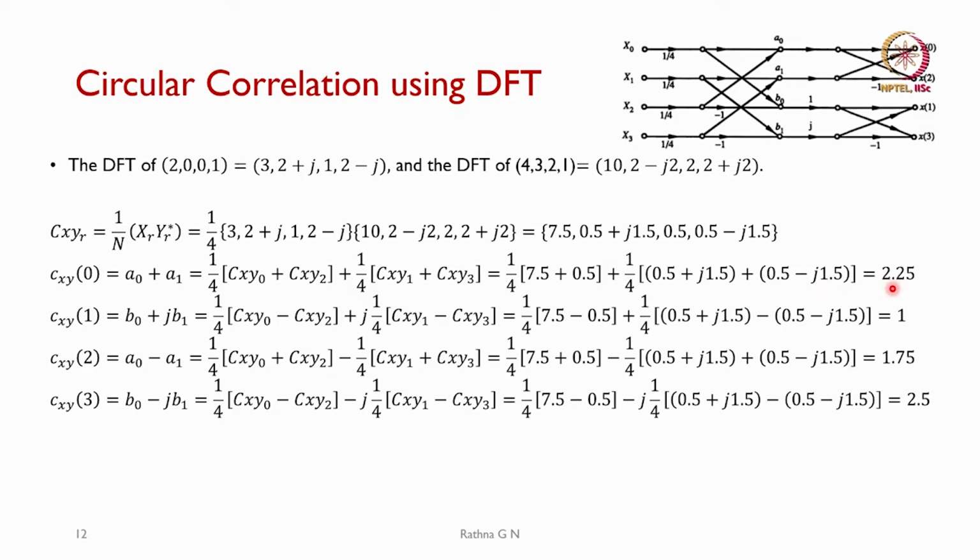So, this is how we calculated the circular correlation using the DFT property. We can calculate these values. The next one is Cxy of 1. You substitute these values and then calculate. You will get 1 in this case, and the same with respect to the next two. You will see that using the DFT, the circular correlation values resemble those of the direct circular correlation we calculated.